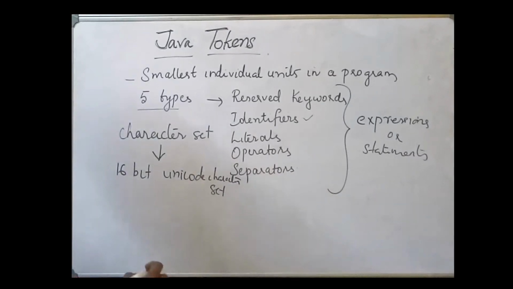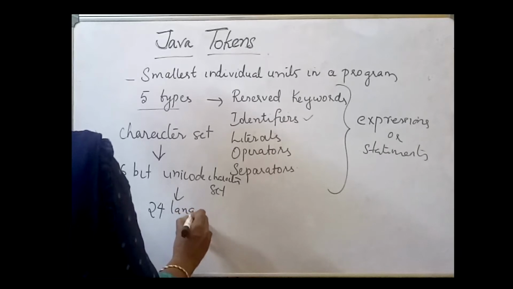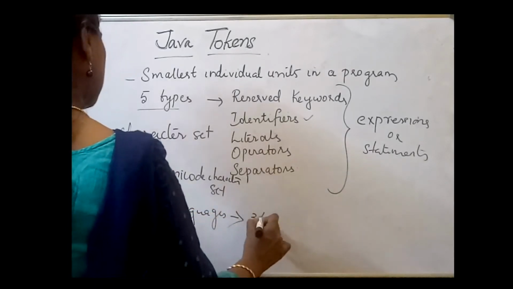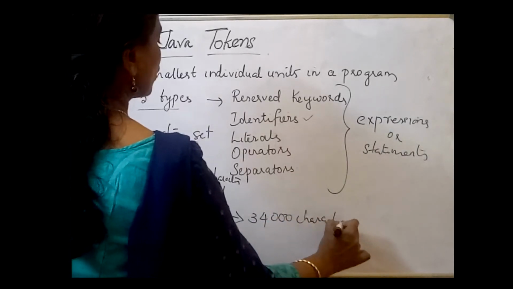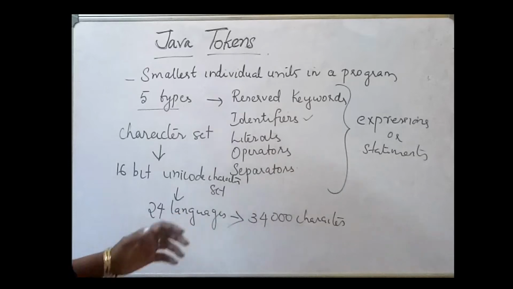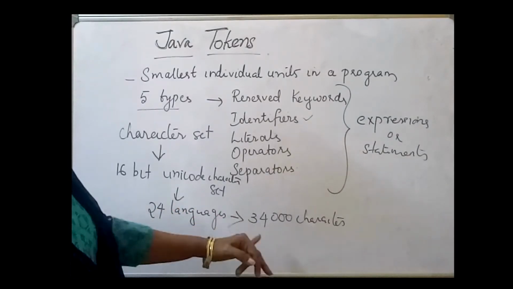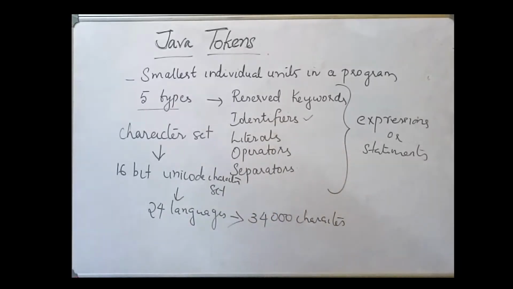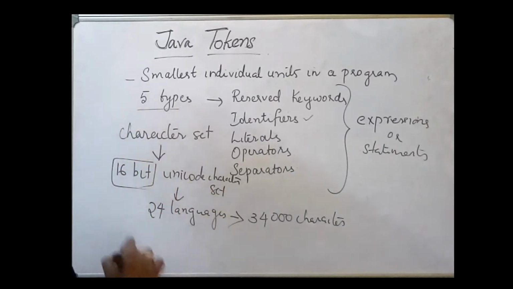Unicode is a combination of different languages, about 24 languages, and with this we can have 34,000 characters. Unicode എന്ന് പറഞ്ഞാൽ ഒരു കളക്ഷൻ ഓഫ് ക്യാരക്ടേഴ്സ് ആണ്. About 24 languages ഇൽ വരുന്ന ക്യാരക്ടേഴ്സ് ഇൻക്ലൂഡ് ചെയ്തിട്ടുണ്ട്. And it comes around 34,000 characters. Okay, each character is represented using 16 bits.